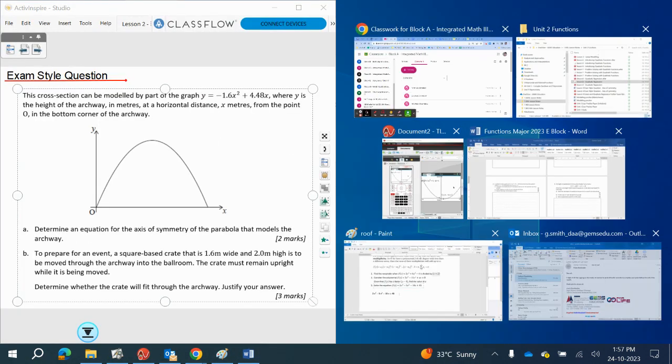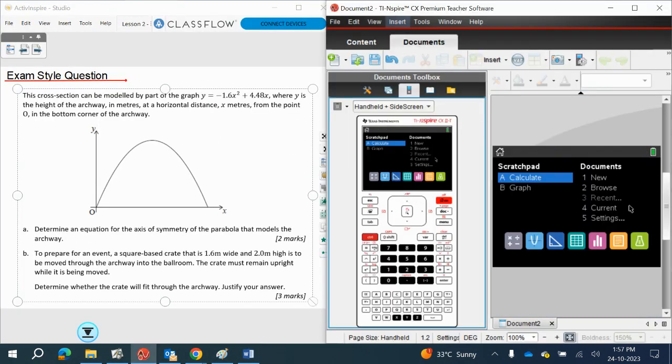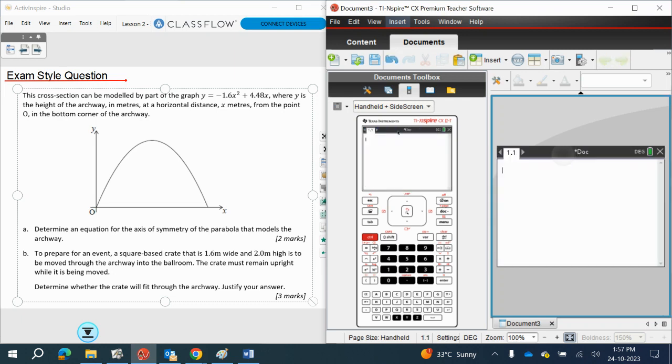Okay, let's have a look at some problem solving. Let's give us a nice new calculator.